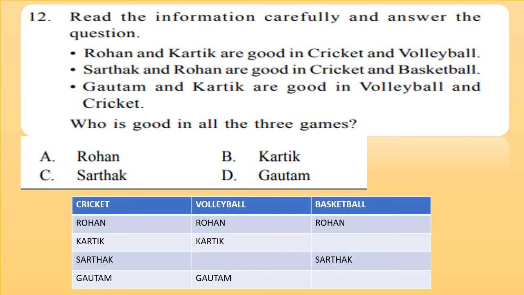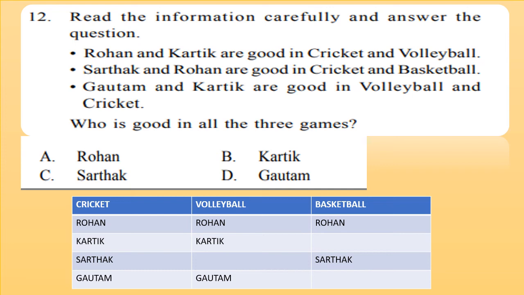Now, in this type of question, it is better to form a table as shown below. So, we will form a table for cricket, volleyball and basketball. Now, as we read the sentences, we will write the names under these games. So, the first sentence is Rohan and Karthik are good in cricket and volleyball. So, write the names of Rohan and Karthik under cricket and volleyball.